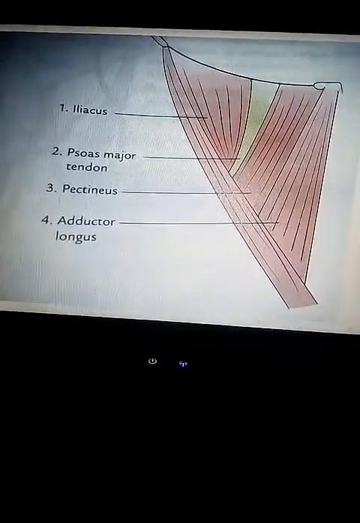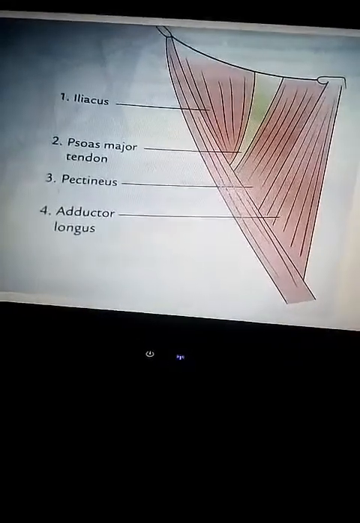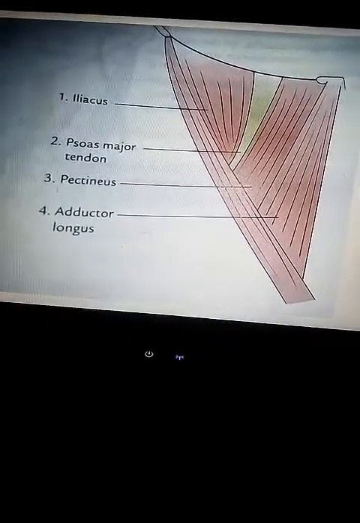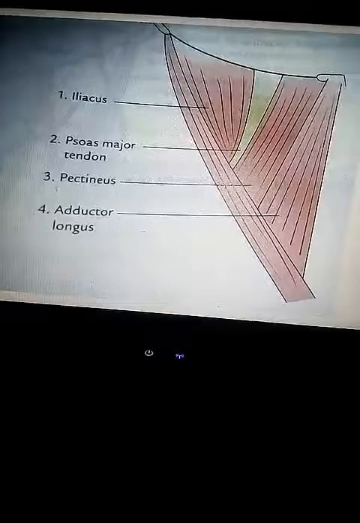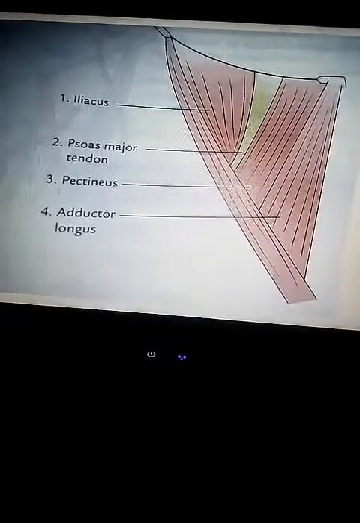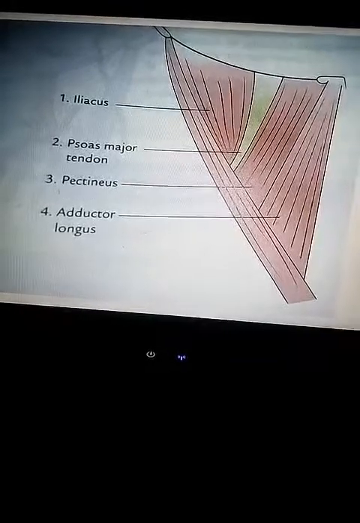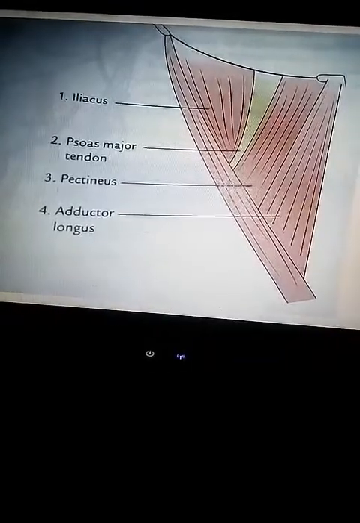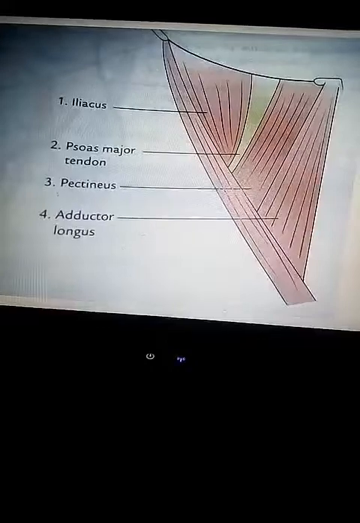The superficial fascia overlying the roof contains superficial branches of the femoral artery and accompanying veins, upper part of the great saphenous vein, superficial inguinal lymph nodes, femoral branch of genitofemoral nerve, and branches of the ilioinguinal nerve.